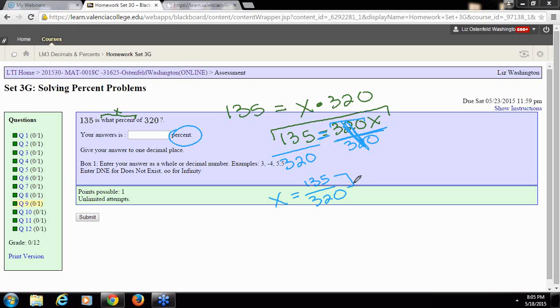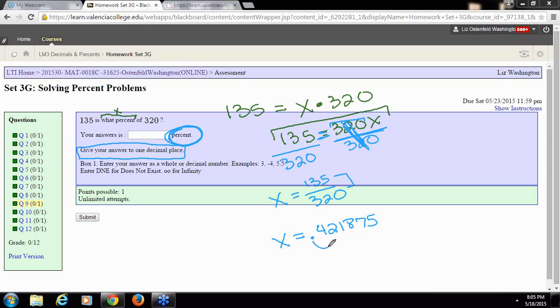I need to first convert that fraction to a decimal by doing division, and I am going to cheat for time's sake here. So it's 135 divided by 320 is going to give me this really big, stupid decimal. Okay? And since I want a percent, and it says give your answer to the 1 decimal place, I'm not sure if it wants me to round now or later.